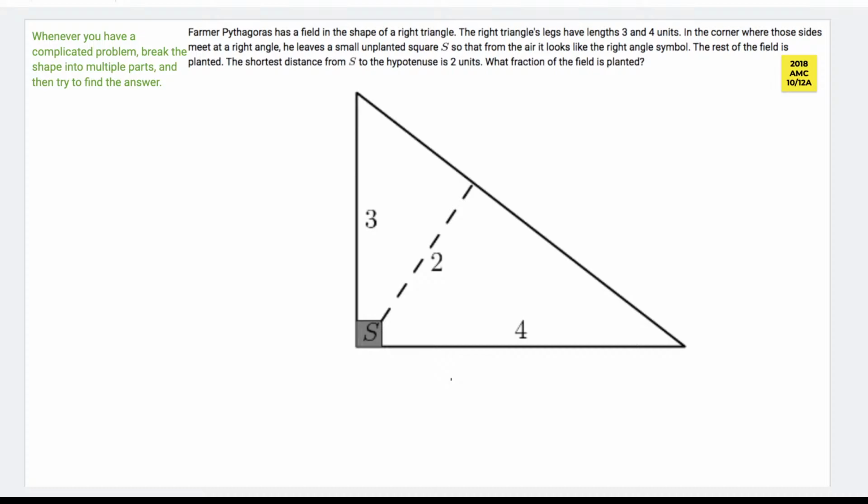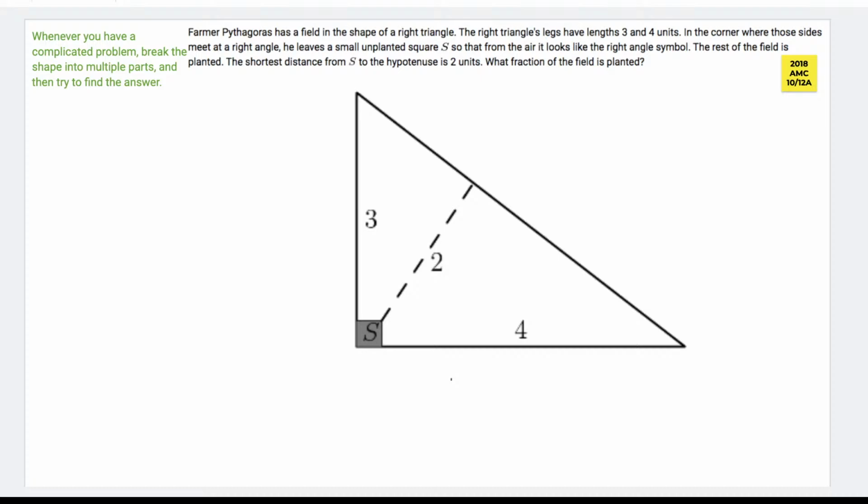The next problem. Whenever you have a very complicated figure, break the shape into multiple parts to find the answer. In this problem, it says, Farmer Pythagoras has a field in the shape of a right triangle. The right triangle's legs have lengths 3 and 4 units. In the corner where those sides meet at the right angle, he leaves a small unplanted square so that from the air it looks like the right angle symbol. The rest of the field is planted. The shortest distance from S to the hypotenuse is 2 units. What fraction of the field is planted?